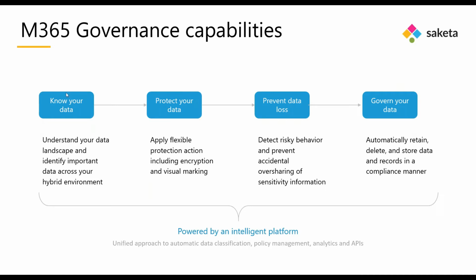Here we are going to perform activities such as encryption and watermarking on the identified content. Prevent data loss features enable you to identify risky behaviors and prevent accidental sharing of confidential data with unauthorized or wrong users. Retain and govern your data with features such as record management and retention policies. Now we have seen the process. Now let's go through each offering available under this category in detail.